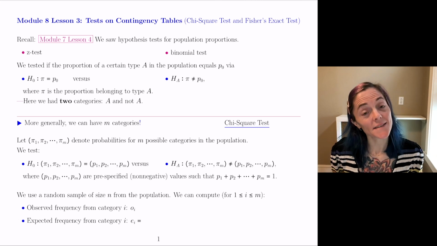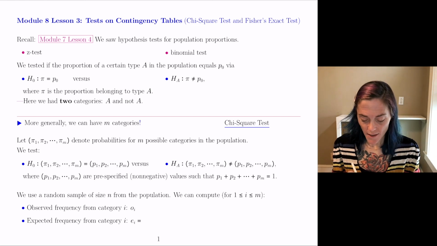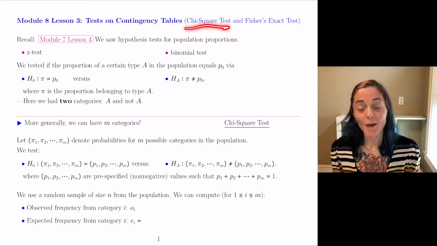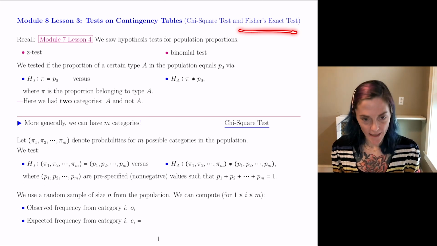Hello, students. Here's the lecture for Module 8, Lesson 3, Tests on Contingency Tables. We'll talk about the chi-square test. We will also discuss Fisher's exact test.